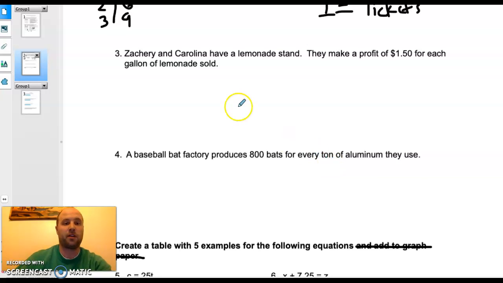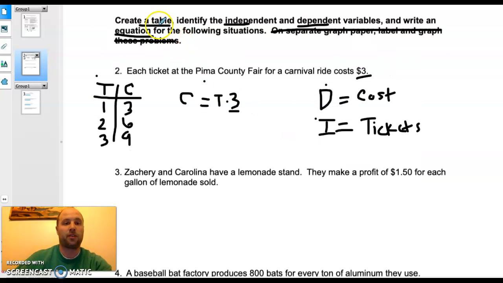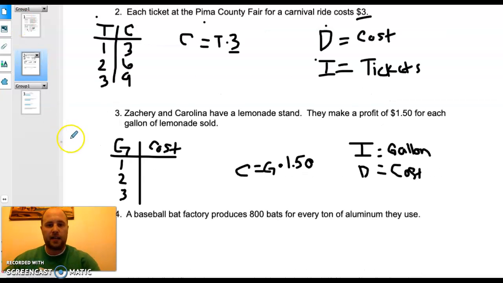Try to rock 3 and 4. Remember, you need to do all 3. You need to create a table. You need to identify the dependent and independent, and you need to write an equation. Good luck. Go.